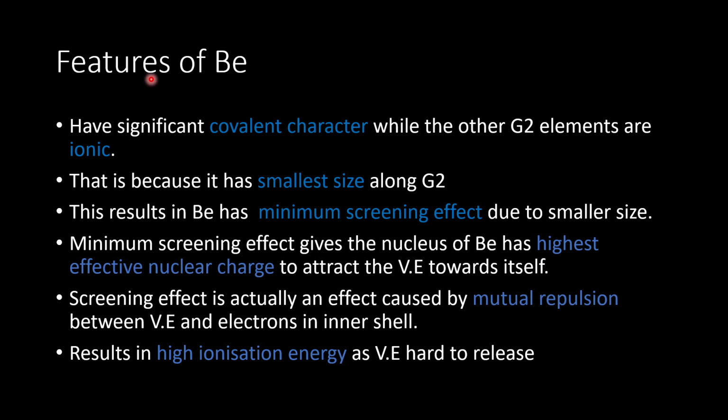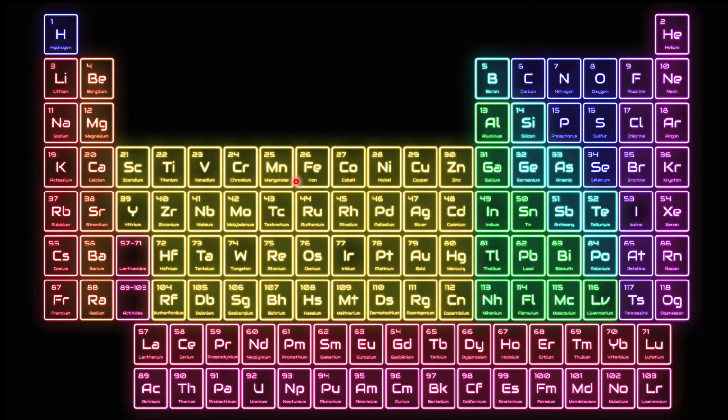So the features of beryllium. Beryllium actually has significant covalent character, while the other group 2 elements are ionic. That is because beryllium has the smallest size among group 2 elements. From this periodic table, we can know that beryllium is in the second period, and of course we know that it has the smallest size.